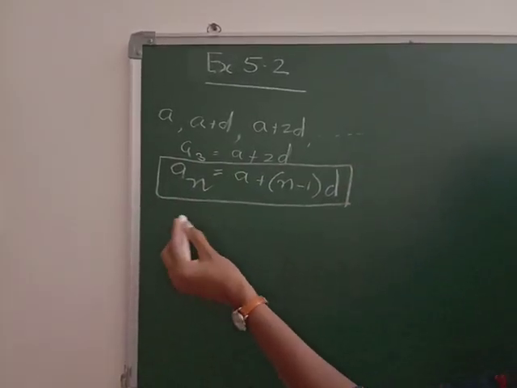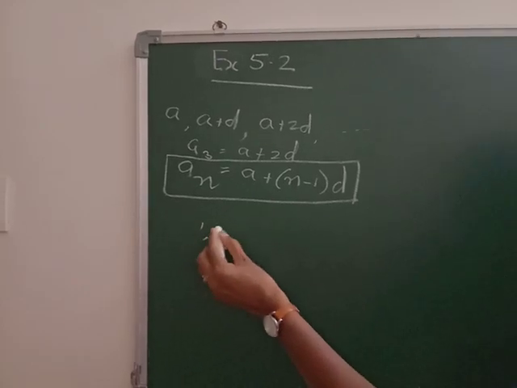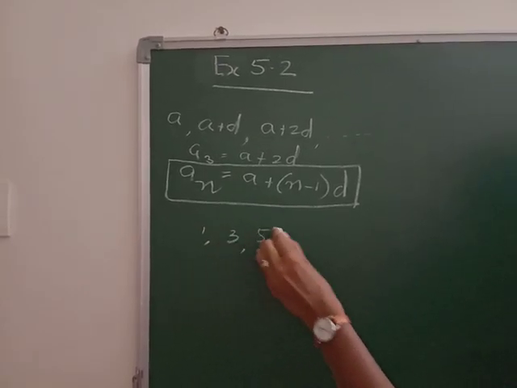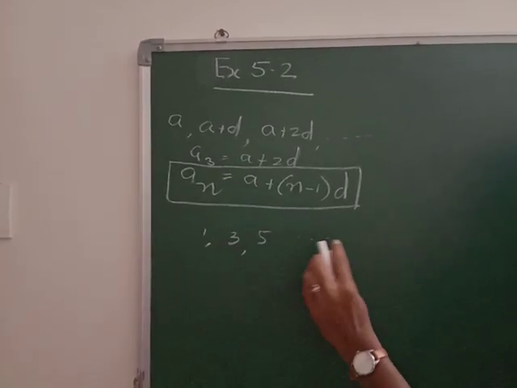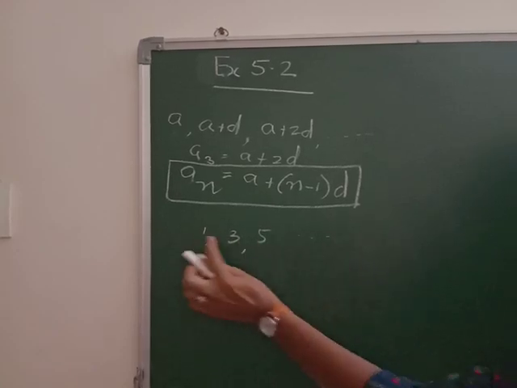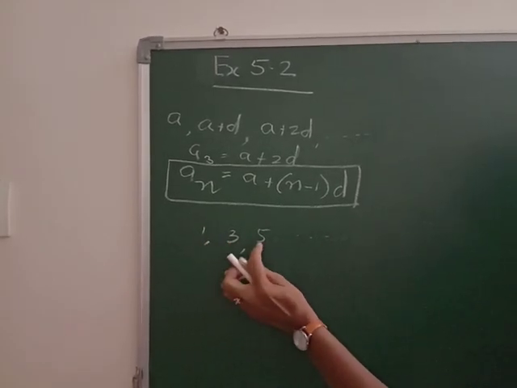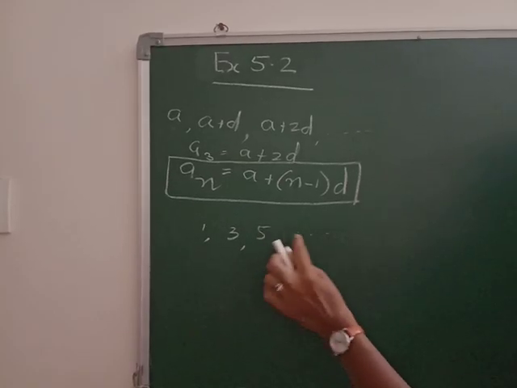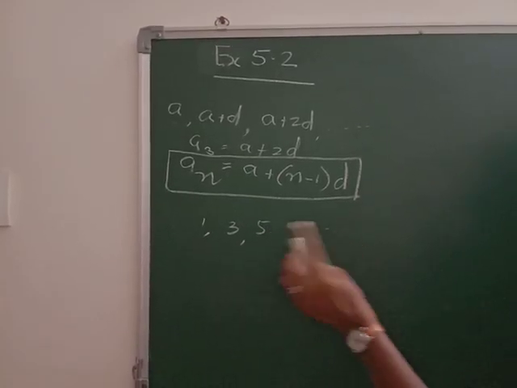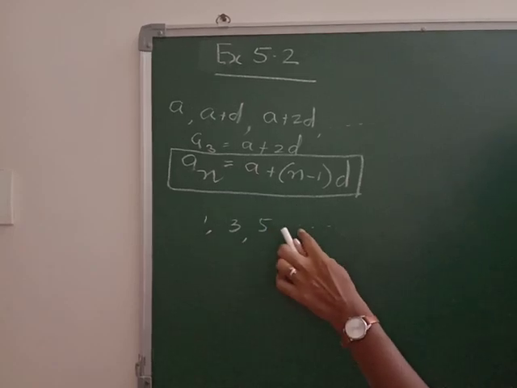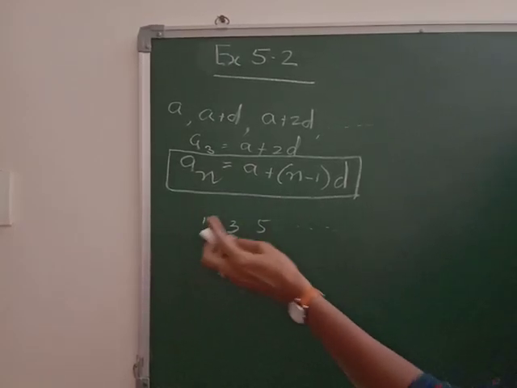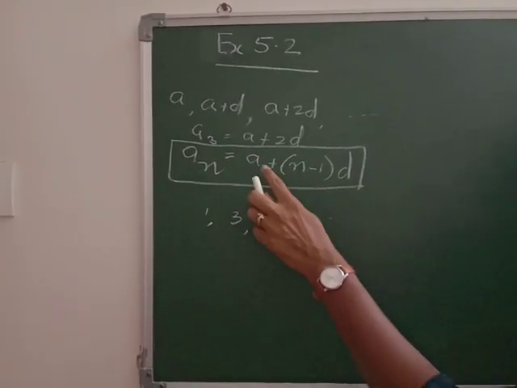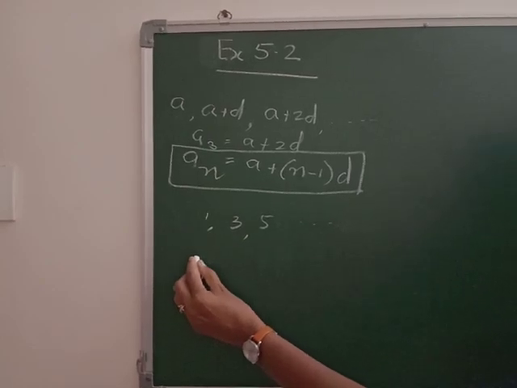Suppose you are given any series like this, any AP, 1, 3, 5 and so on. And you are told to find the 15th term. This is first term, this is second term, this is third term. So what will be the 15th term? You can continue 7, 9, 11 and you can calculate up to the 15th. But we have a very easy formula for it.